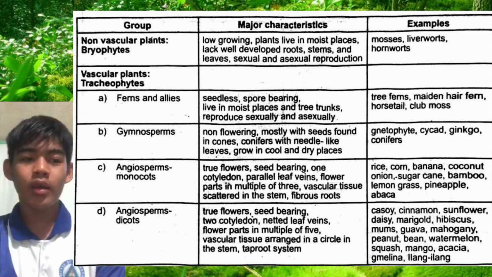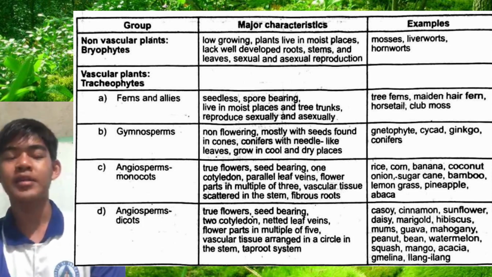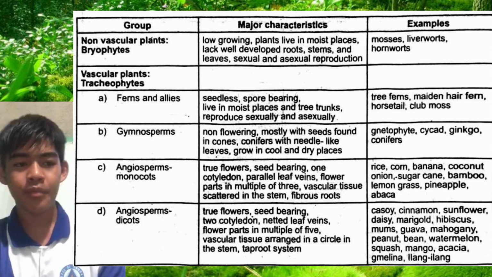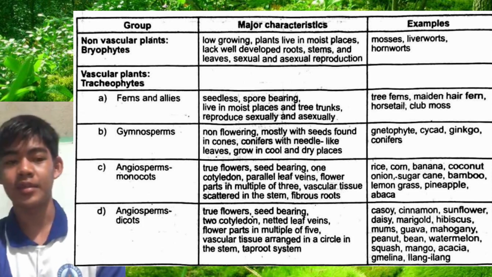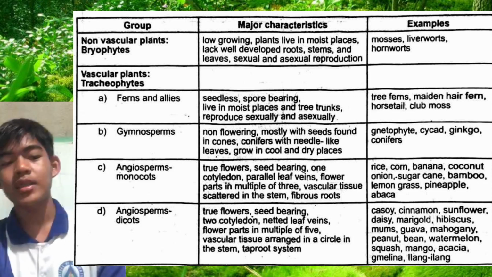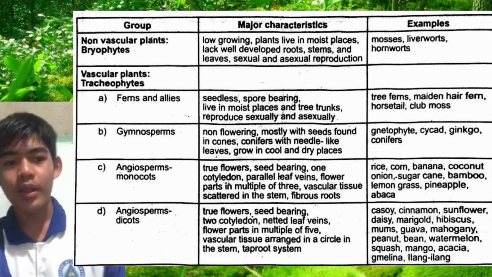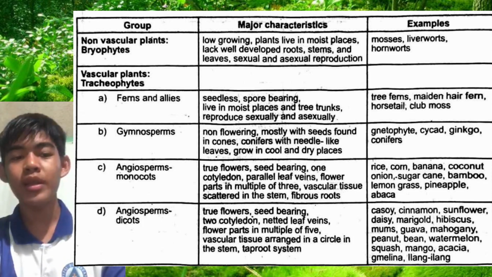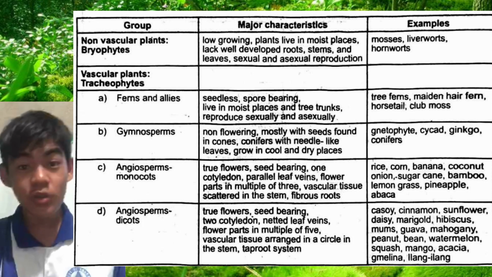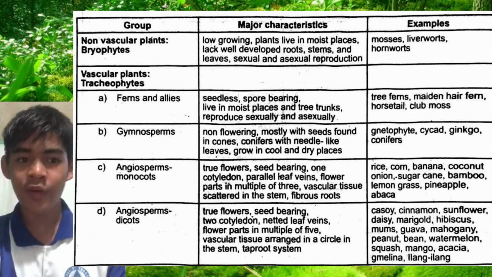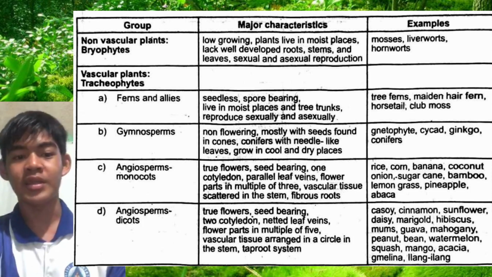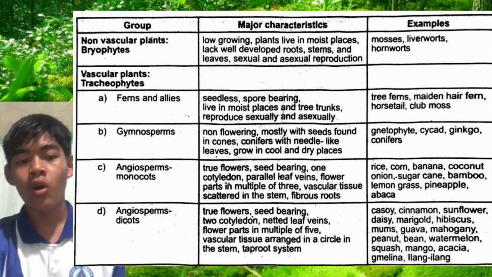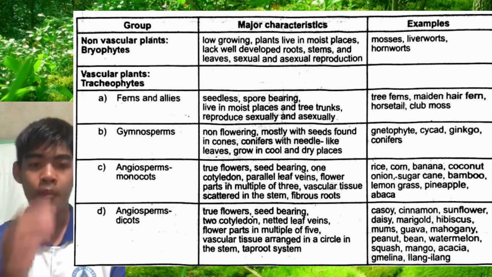Meanwhile, in the group of vascular plants, we have the ferns and allies. So, seedless, spore-bearing, live in moist places and tree trunks. Reproduce sexually and asexually. So, those are the characteristics of ferns and allies. The examples of that are the tree ferns, maidenhair ferns, horsetail, and club moss.